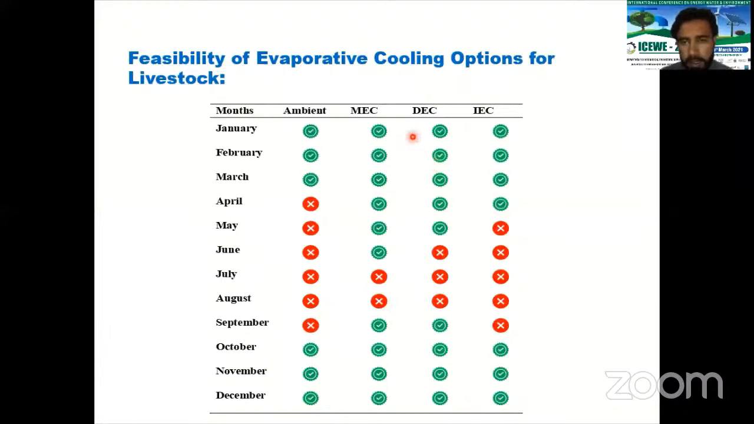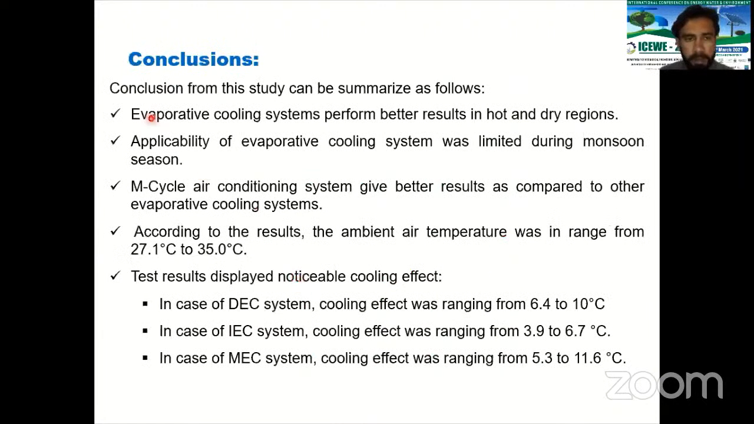On the other side, the direct evaporative cooling system is also best for livestock thermal comfort, except in the months of June, July, and August. And the evaporative cooling options are not needed for livestock thermal comfort in January, February, and April, as there is no need for air conditioning. And for October, November, and December, these months also do not need air conditioning.